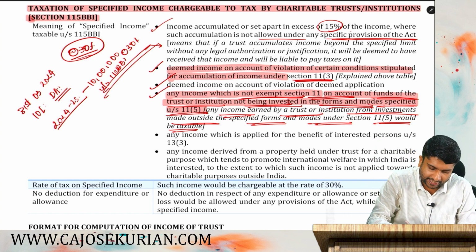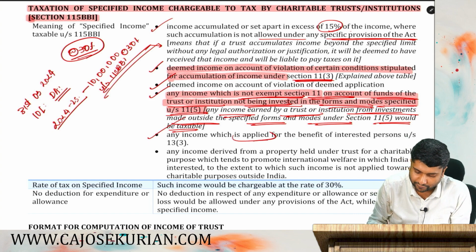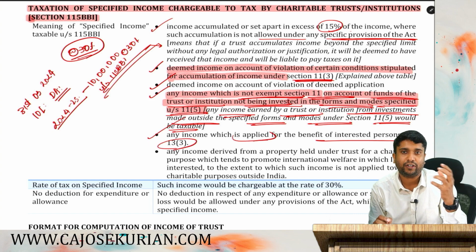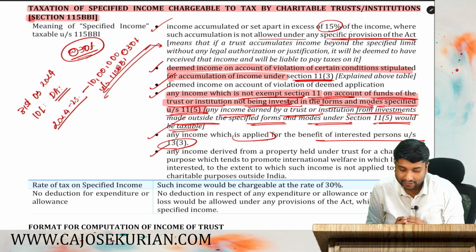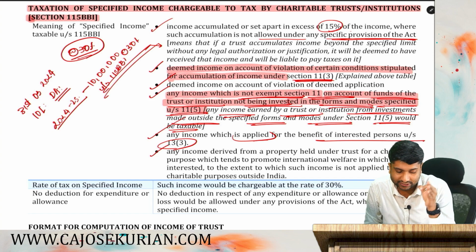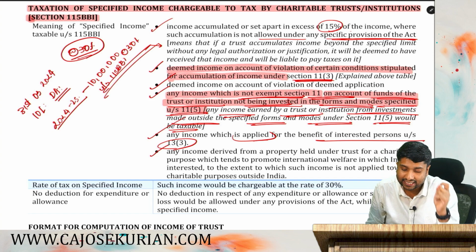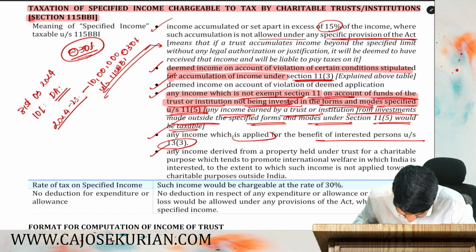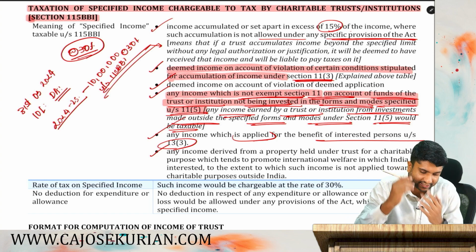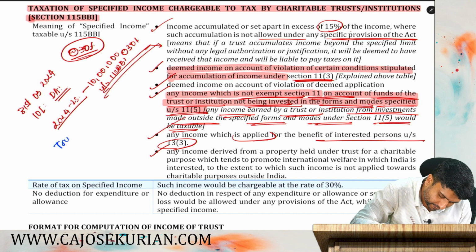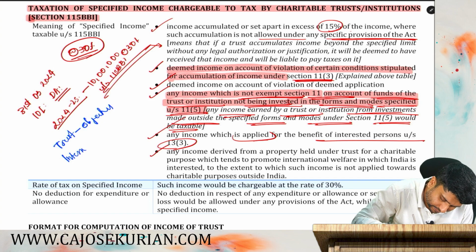That's it. Then the next item that we have already learned: any income which is applied for the benefit of an interested person. You are applying any amount for the benefit of an interested person, that will be considered as your deemed income taxable at 30%. Last item, any income derived from a property held under a trust for charitable purpose which tends to promote international welfare in which India is interested, to the extent to which such income is not applied towards charitable purpose outside India. Say for example, you are a trust and your objective is international welfare. International welfare in which India is interested.